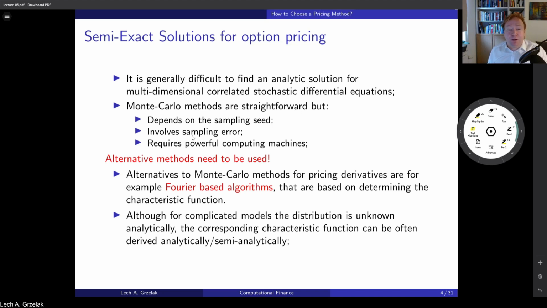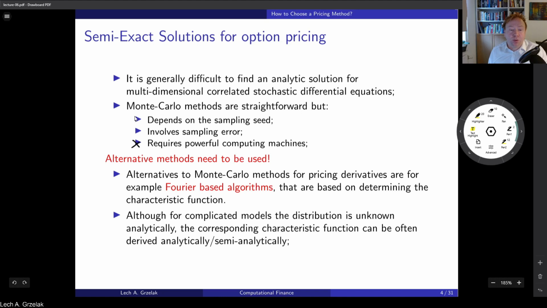So therefore Monte Carlo involves sampling error. We sample, we don't get an exact solution, it's an approximation. And of course, if we have a very high dimension, we also need a rather powerful machine to do that. Of course, these days there is a lot of attention on GPUs and parallelization, such that Monte Carlo sampling, for example, can be done very fast. So I would say these days this is not such a big concern.